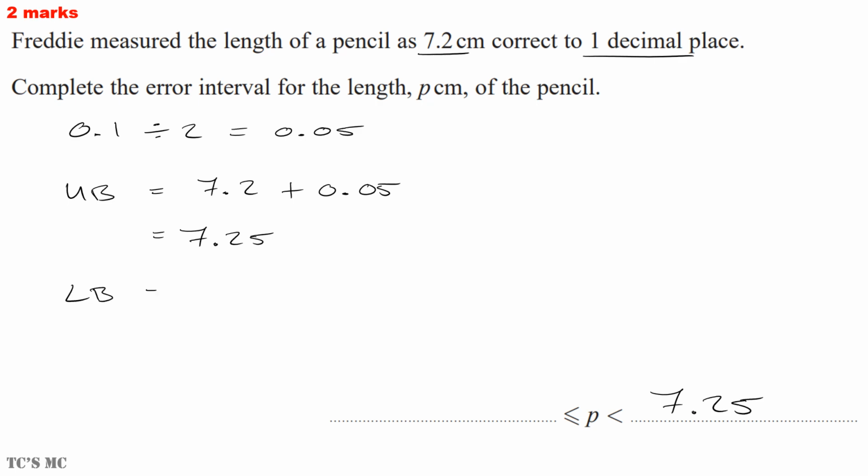The lower bound is 7.2 subtract 0.05 and we get 7.15. And for writing that over here, we now have our second mark.